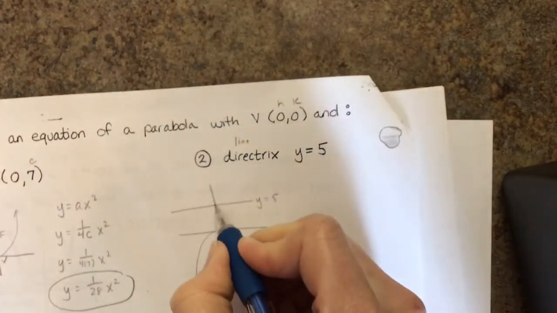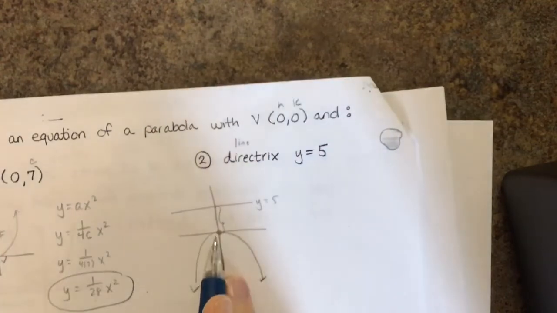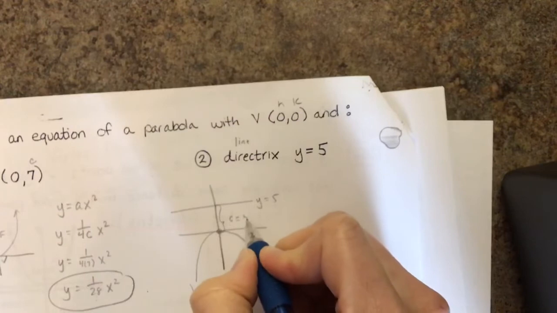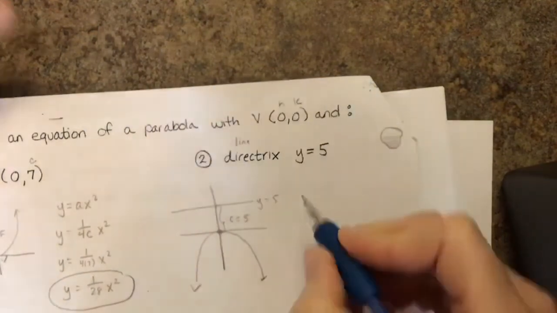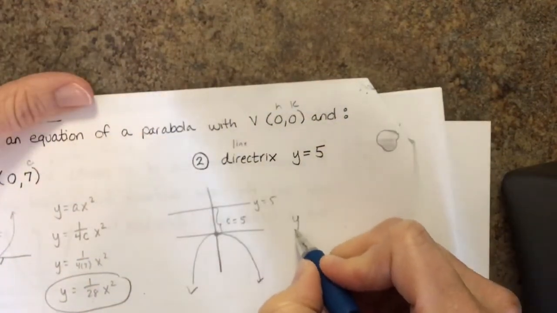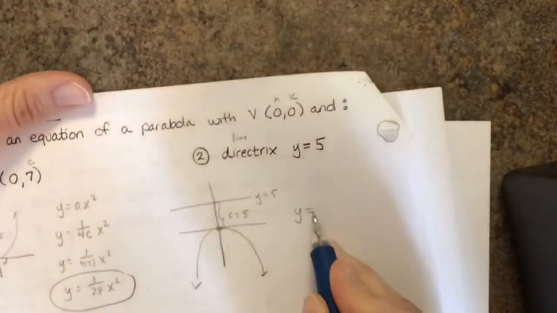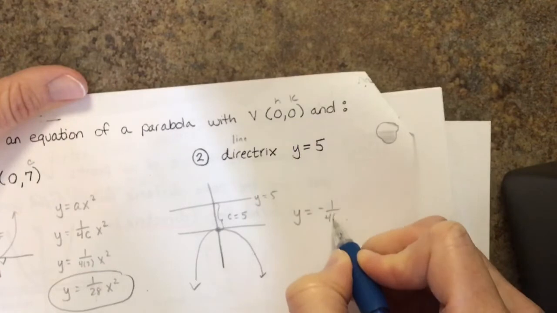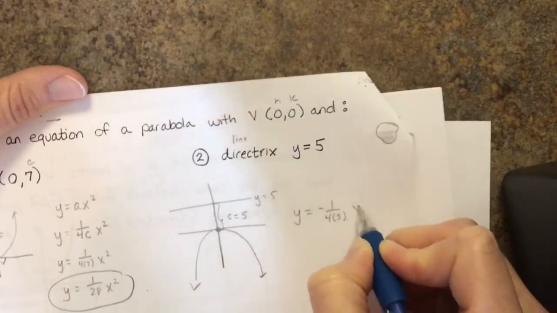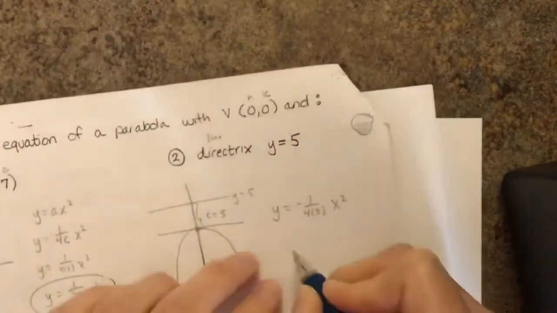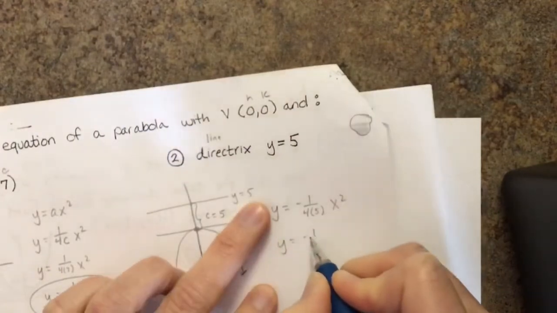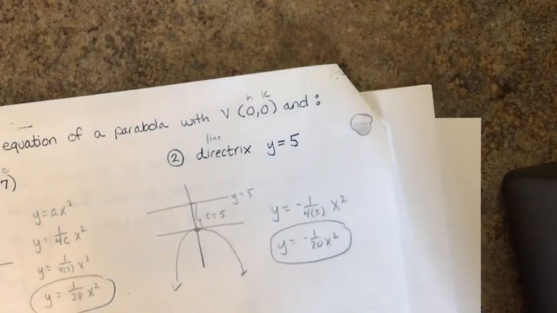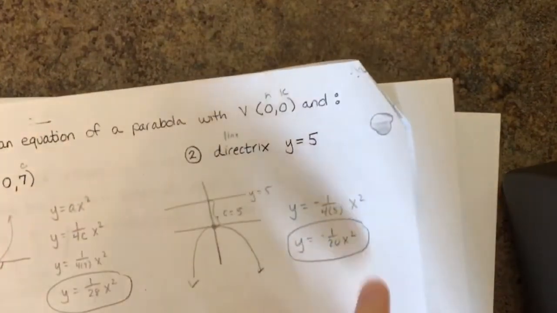I really don't need to know the focus. I just need to know the distance from the vertex to the directrix, which is my C, which is 5. Right? Now this points down though, so my A is going to be negative, so it'd be negative 1 over 4C x squared. So y equals negative 1/20th x squared.